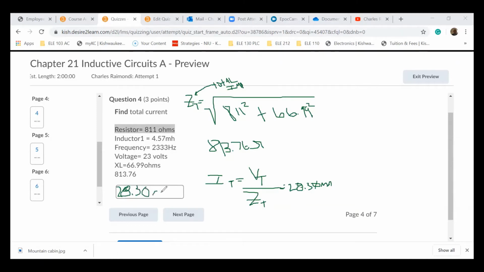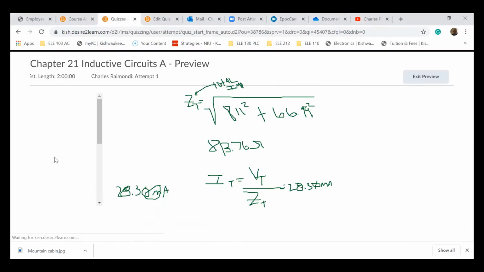28.3 milli. Here's the key to this stuff. You see this milli right here? Some of you, and I think it's both these classes, once in a while forgot to put in the mils. And then you give me some real large number, and then I'm like, oops. So watch those mils and stuff. That's 4, 5.